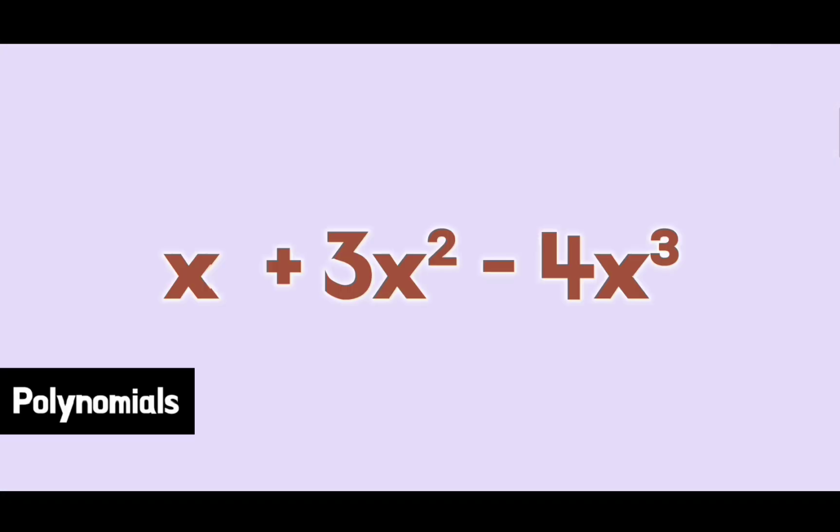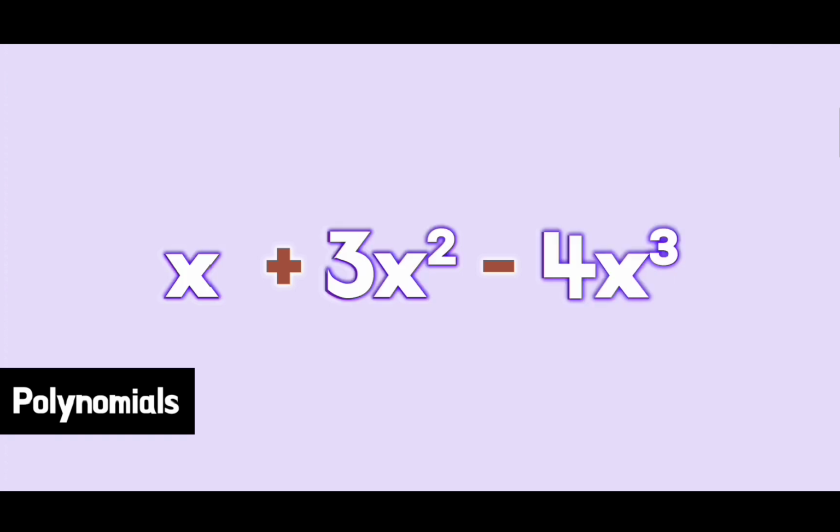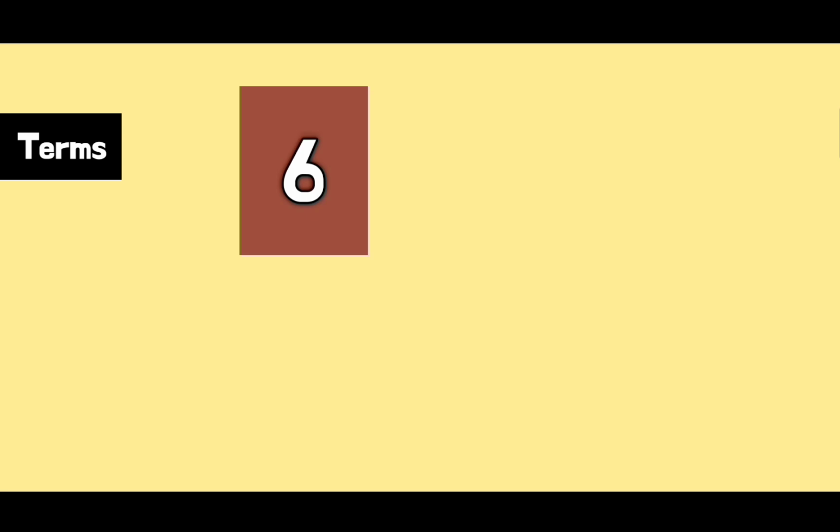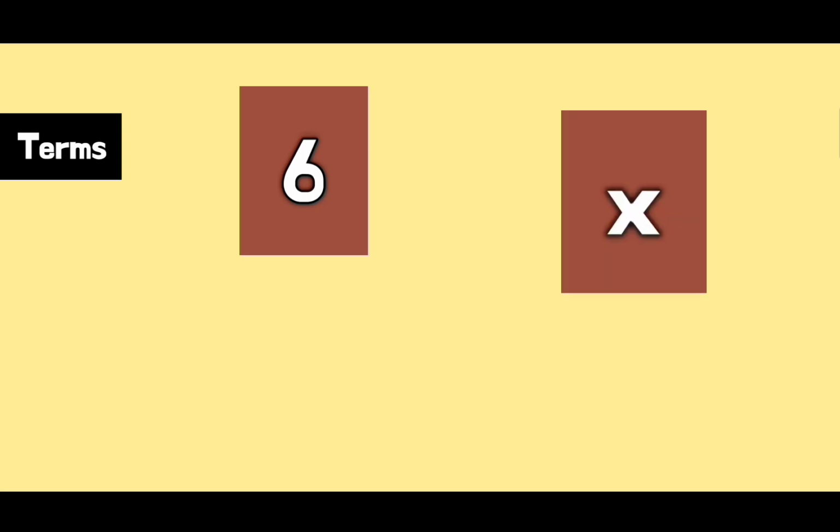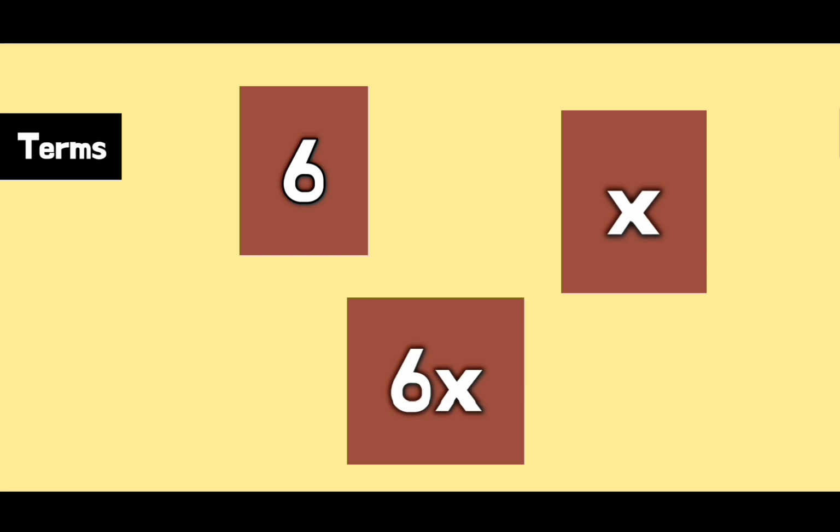So, polynomials are the mathematical expressions that include one or more parts, called terms. A term is just a number like the number 6, or a variable like x or y, or a number multiplied by one or more variables like 6 times x or 6x.